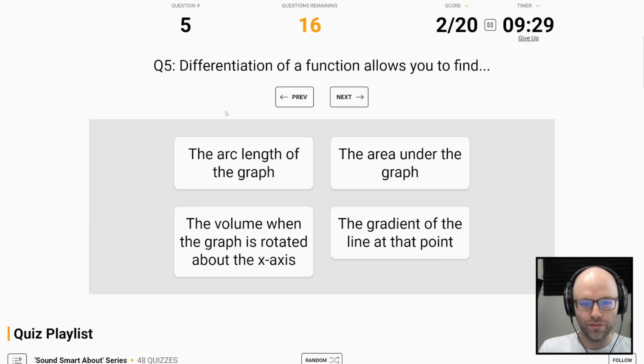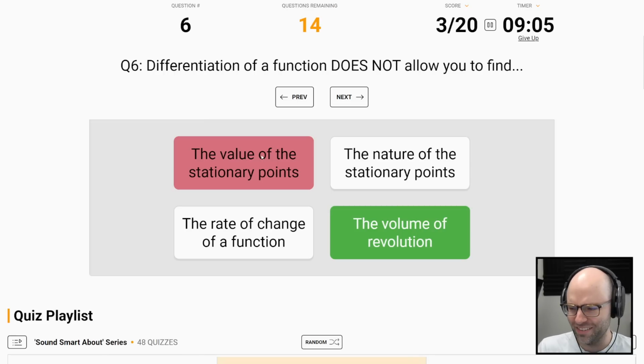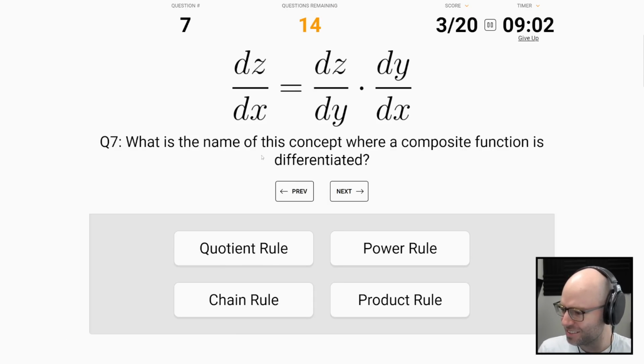Differentiation of a function allows you to find the gradient of the line at that point. Differentiation of a function does not allow you to find the value of the stationary points. What is the volume of the revolution? Is that a Lin-Manuel Miranda lyric? What is the name of this concept where a composite function is differentiated? This is the product rule.